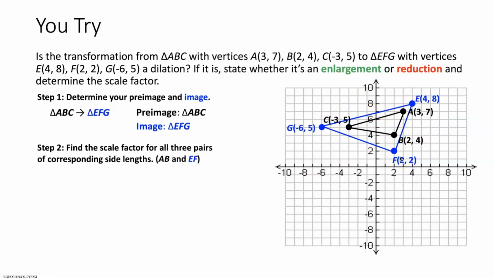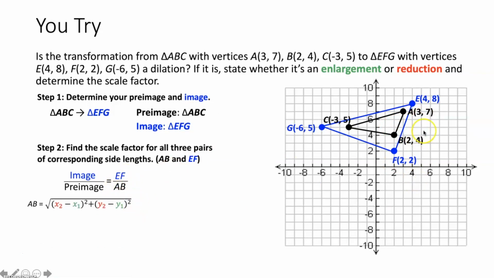Now remember, in order to create the scale factor, it's going to be the length of the side of your image over the length of the corresponding side of your pre-image. So in this case, that would be the measure of segment EF over the measure of segment AB. Now again, here we don't have a horizontal or a vertical line, so we can't just count. We have to use the distance formula for each of these. So we can start with whichever one we want to find the measure of first. I'm going to start with the measure of segment AB.